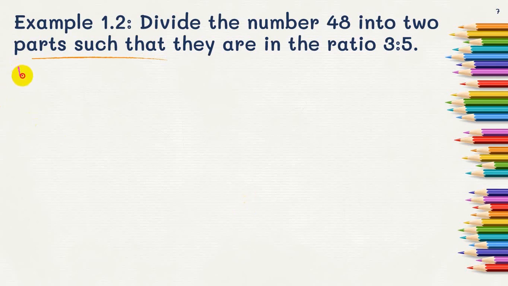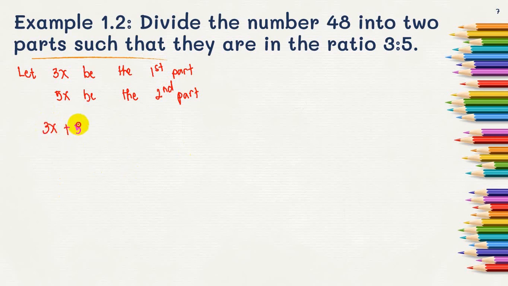First things first, we have to represent. Let 3x be the first part, and then 5x be the second part. The idea here is that if we add the two parts, we will be getting 48. So in solving, first we have to represent, second we have to construct our equation, and third, that's the time that you can solve and get the final answer. So if we add 3x plus 5x, we will be getting 48. This is now our equation.